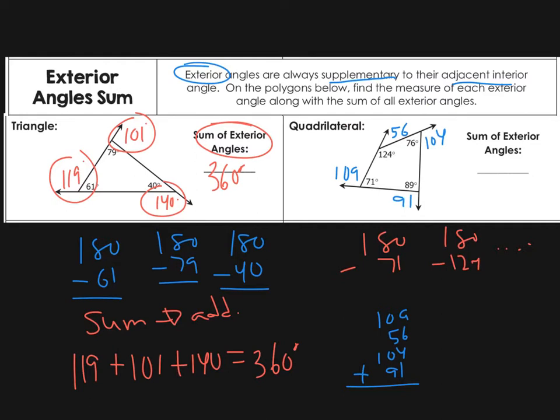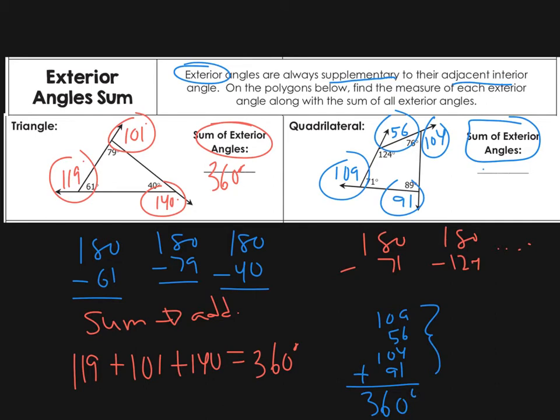Now, if I'm looking for the sum of the exterior angles, I have all the exterior angles right here. So I'm going to take those 4 and add them, and I'm going to get, again, 360. And now this is when you start to ask yourself, is that going to happen every time? I don't know. Let's check it out.